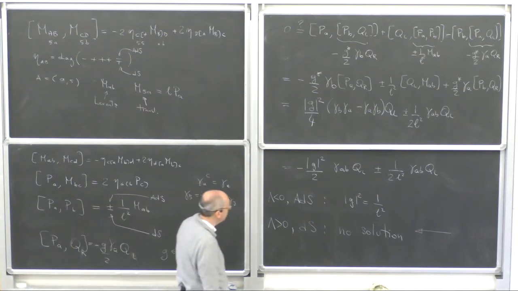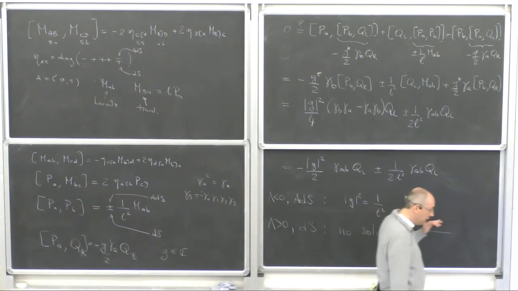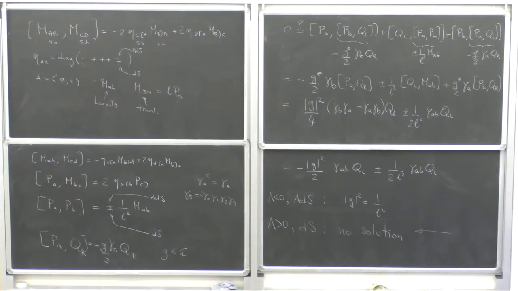So what we are doing here is asking ourselves whether you can write a supersymmetric anti-de Sitter algebra or a supersymmetric de Sitter algebra. If those exist, then you can have a linear realization of that symmetry with a positive or a negative cosmological constant. That's the statement.